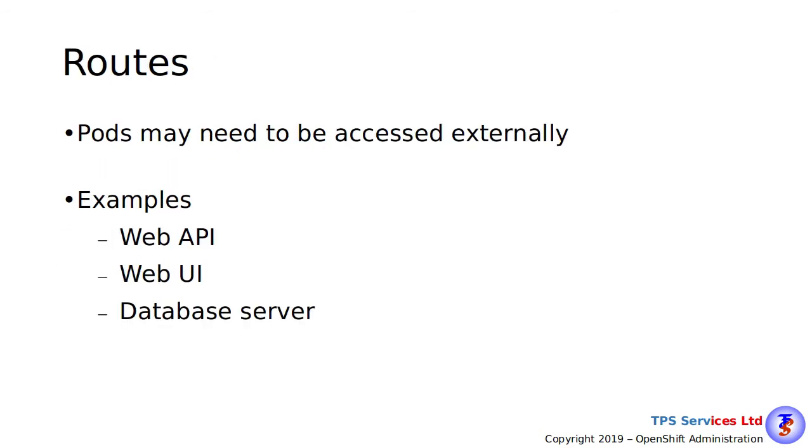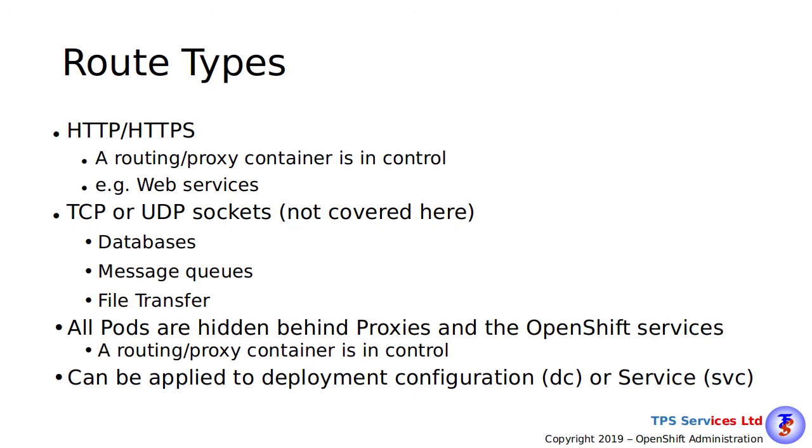In OpenShift, the reason for a route is that you want to be able to access your pods from external resources. For example, if you are hosting a web API or a web UI, some form of interface that your external customers need to come to, you might want to provide a route to that particular service or pod inside OpenShift to access the necessary application. Or it might be that you need a database server and you've decided that within your organization you're going to containerize your database server. In OpenShift, you can create two types of route.